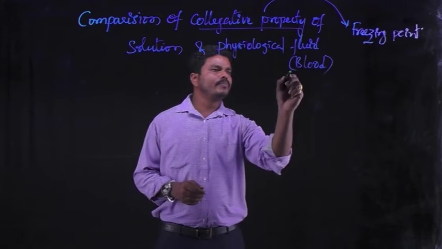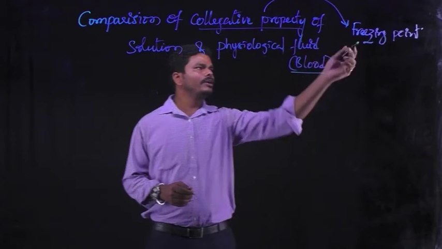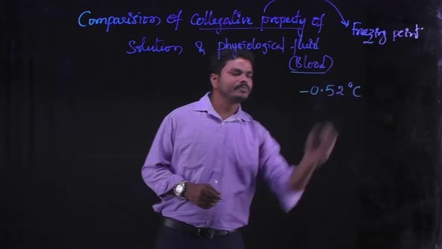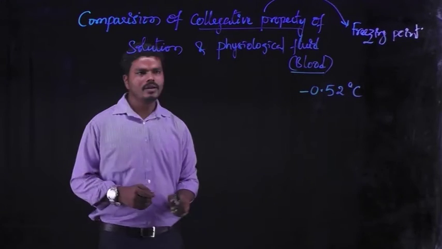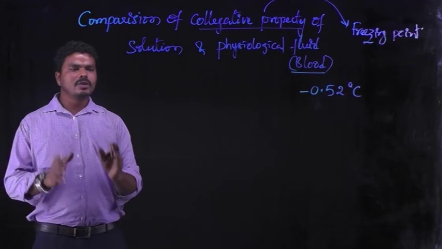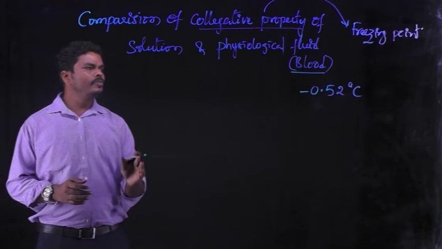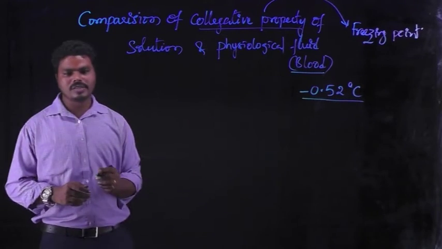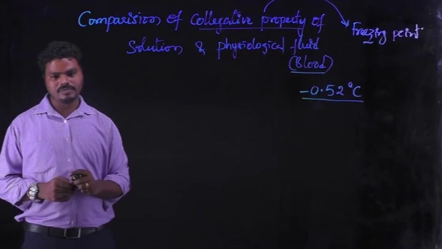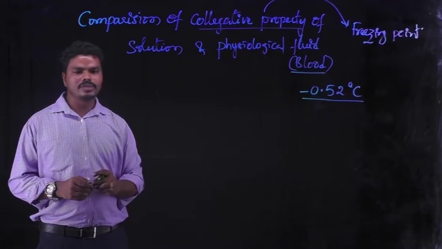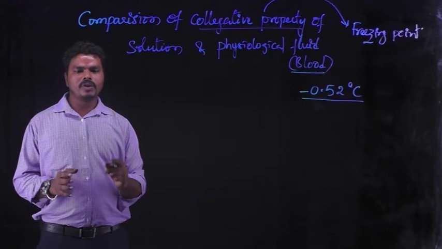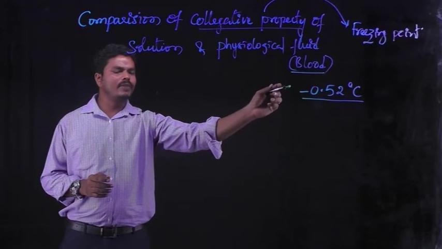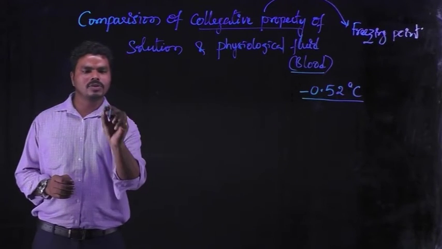So when you consider blood as the physiological fluid, the freezing point of blood is minus 0.52 degrees centigrade. Minus 0.52 degrees centigrade. And any solution which has a freezing point the same as that of blood, that solution is said to be isotonic in nature. Understood? So any solution which has a freezing point the same as that of blood, that is minus 0.52 degrees centigrade, is said to be isotonic.